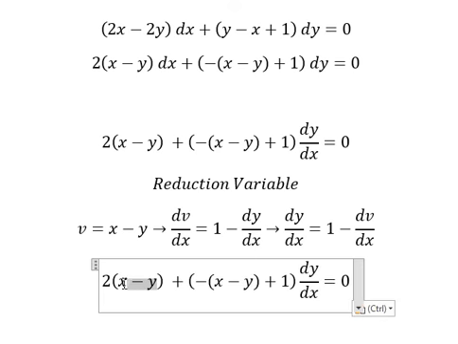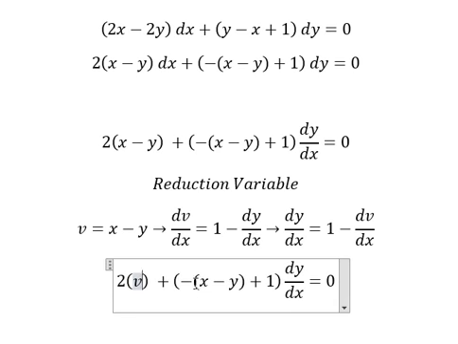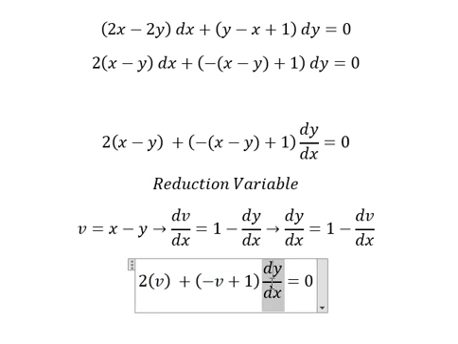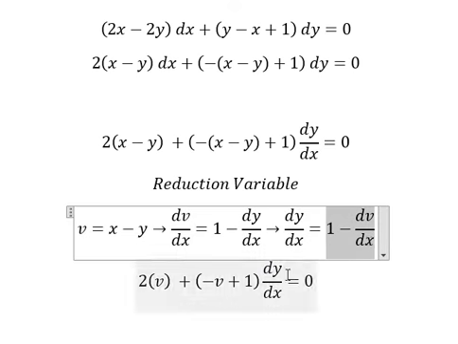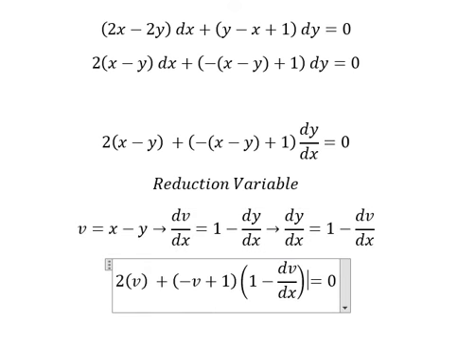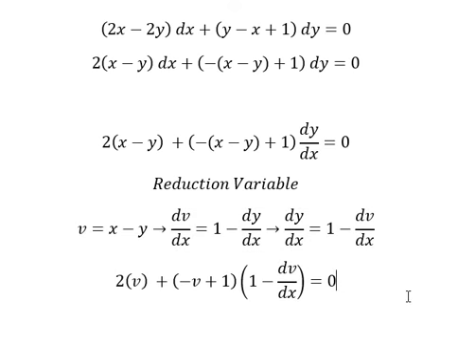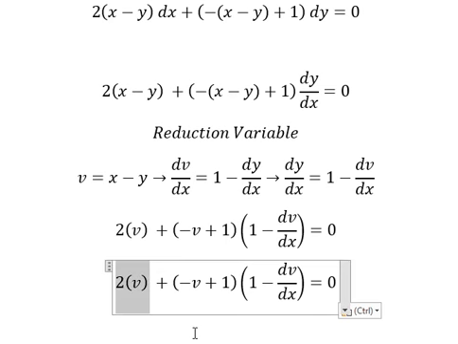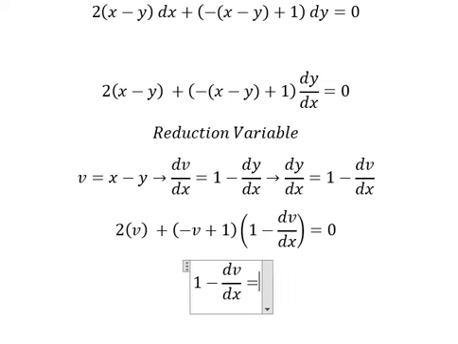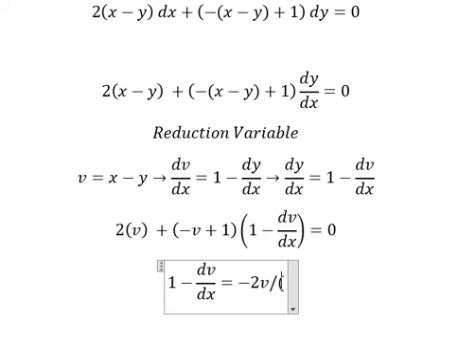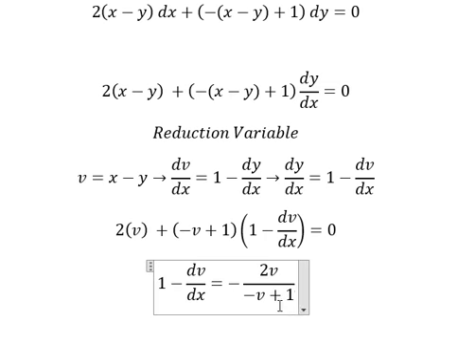This one we change by v. This one we change by this one. Next, 2v I will put on the right and we divide both sides by this one. So I will put this one go to the right and this one go to the left.